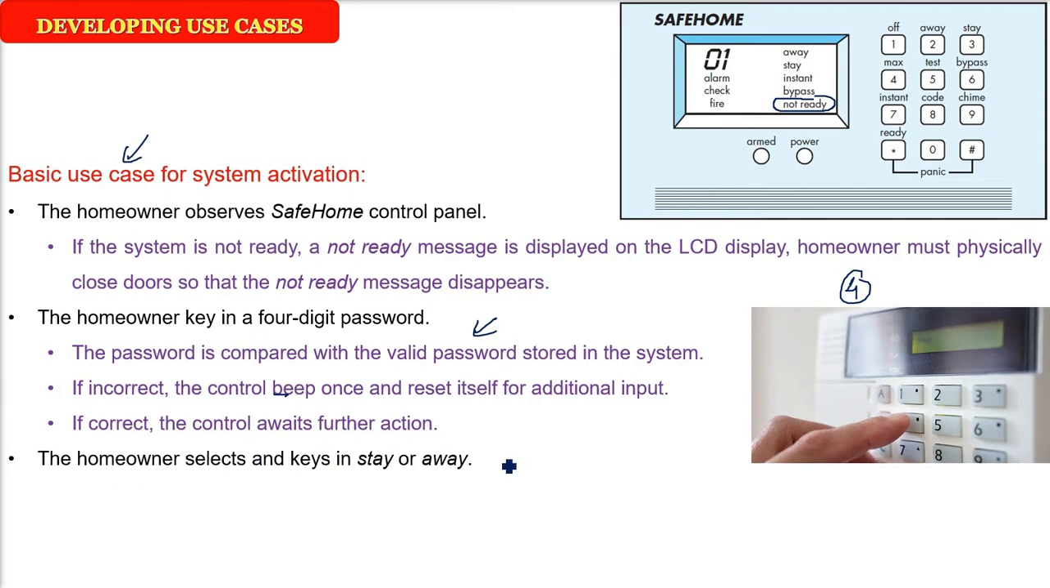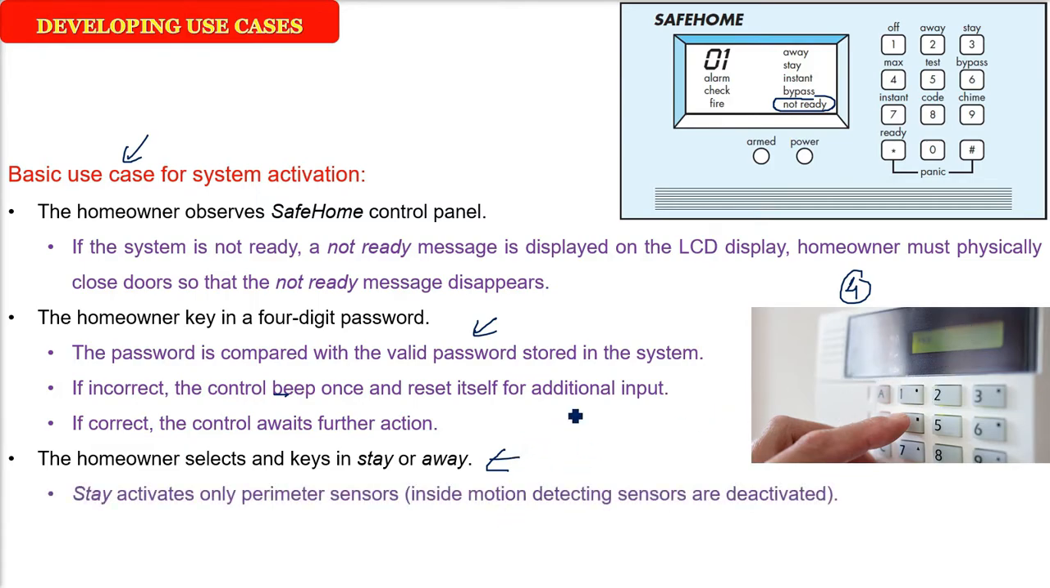So now he is ready to give stay or away. When he is staying, he doesn't need the motion sensors. When he is away, he wants all the sensors. So when he is staying inside the house, only the perimeter sensors, say carbon monoxide, water flood or fire sensors, will be activated.